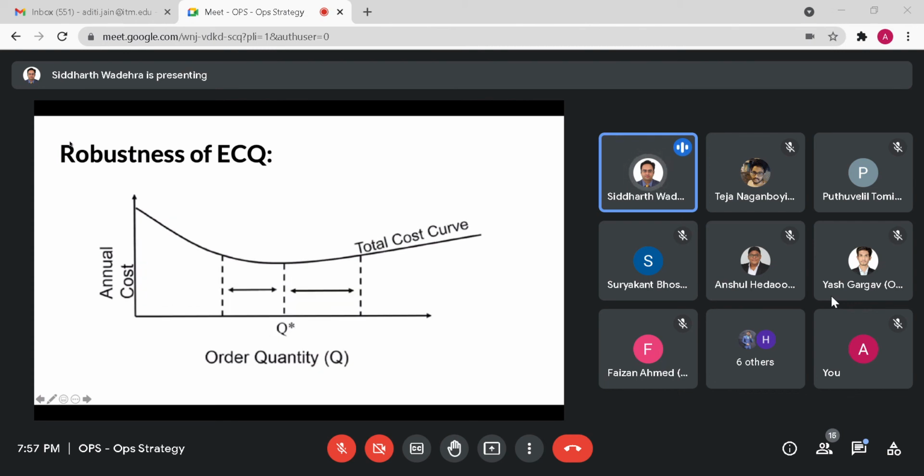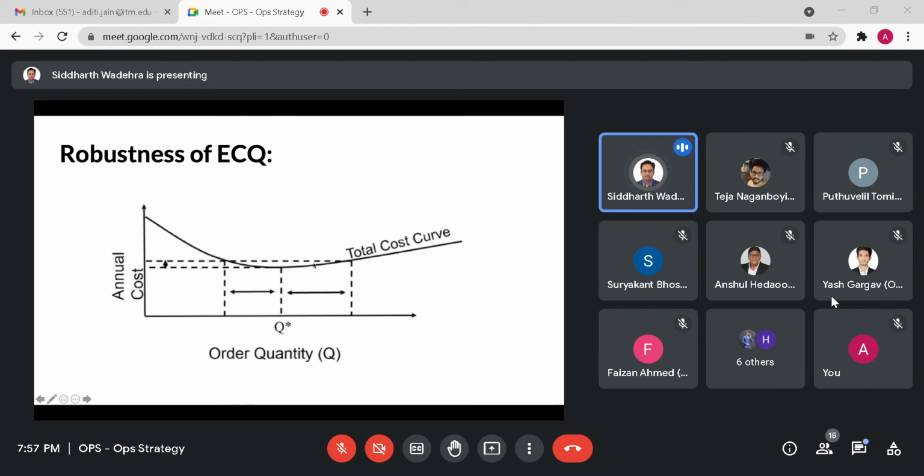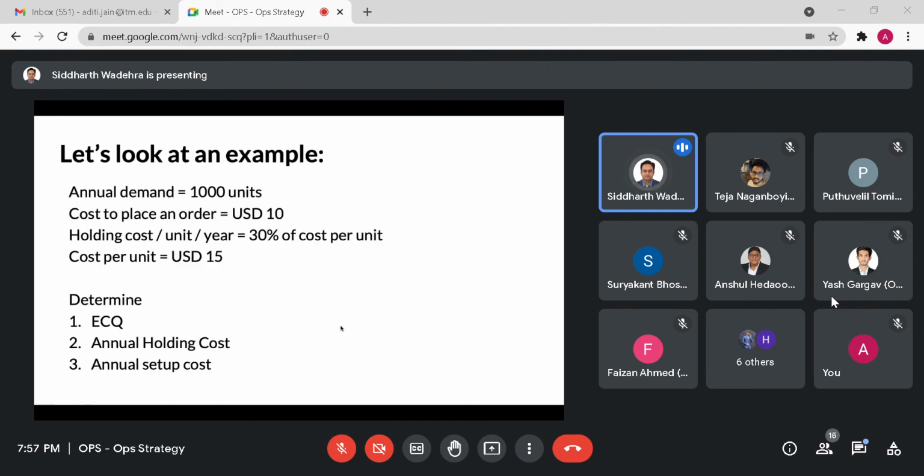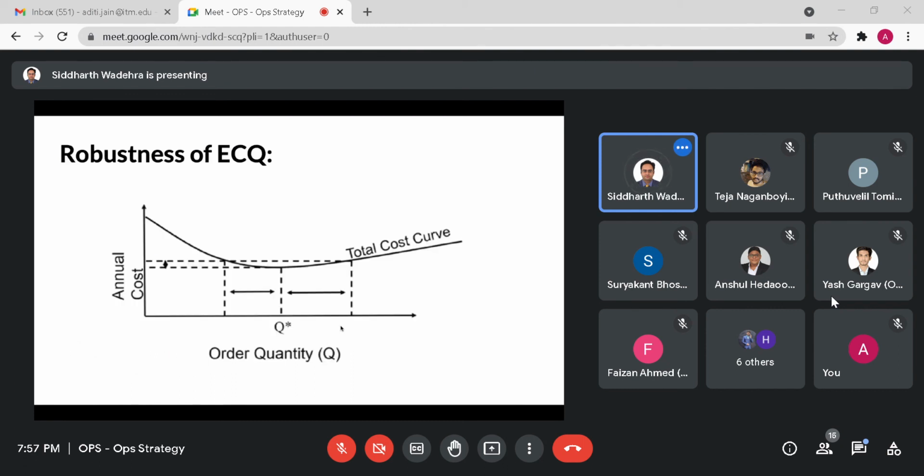We looked at the total cost curve. We looked at how Q star is the optimal point for the organization, and anything beyond, left or right, will incur a substantial amount of costs or wastage. We looked at an example, and we saw that the holding costs and setup costs were almost equal.